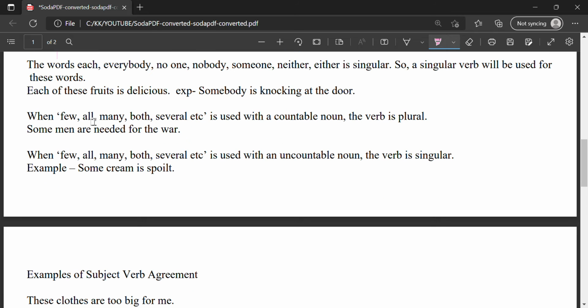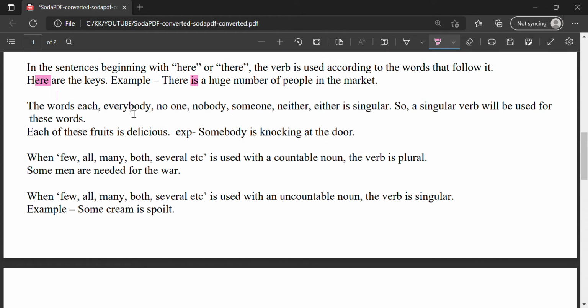The words each, everybody, no one, nobody, sometimes, neither, either are singular. You want me to highlight it? I'll do it. So a singular verb will be used for these words.